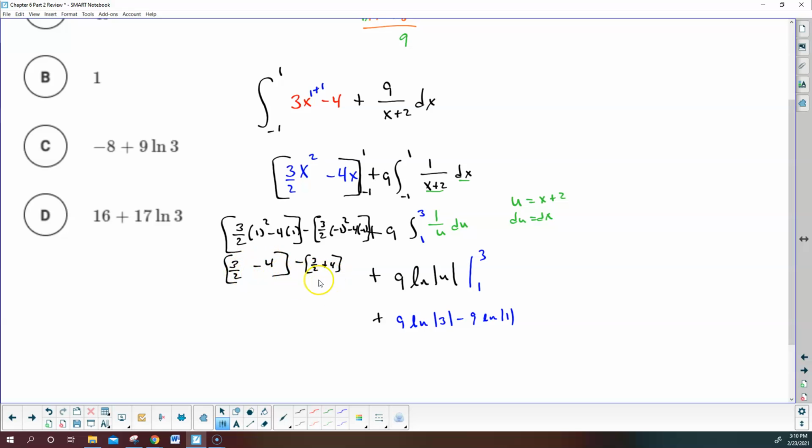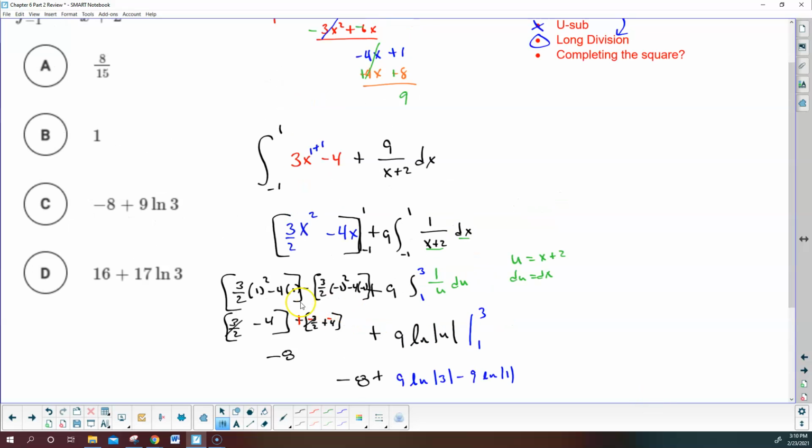Now you might notice, before I combine anything, that something's going to happen here because we've got the subtraction of both terms. So I'm going to make this an addition and add the opposite. The nice thing about this is notice 3/2 plus negative 3/2, those go away. And I get negative 4, which is negative 8. So then this drops down.